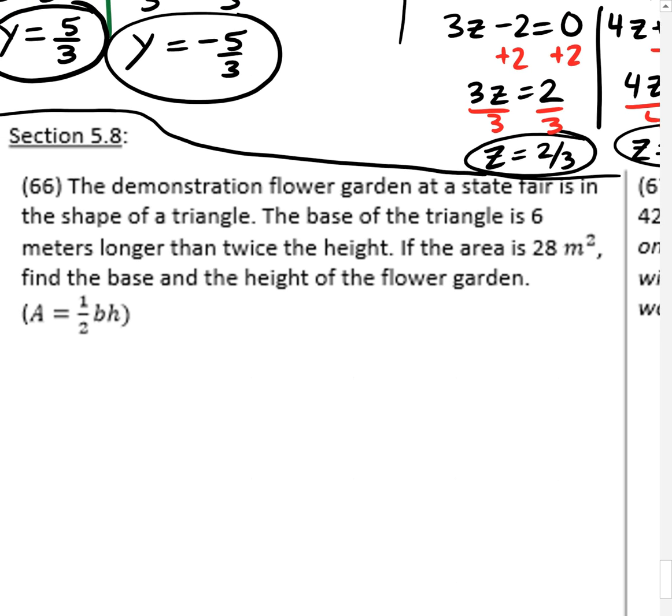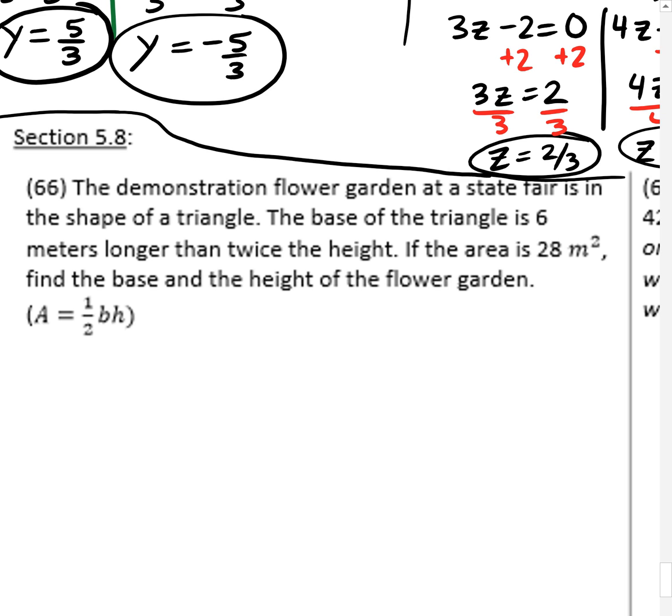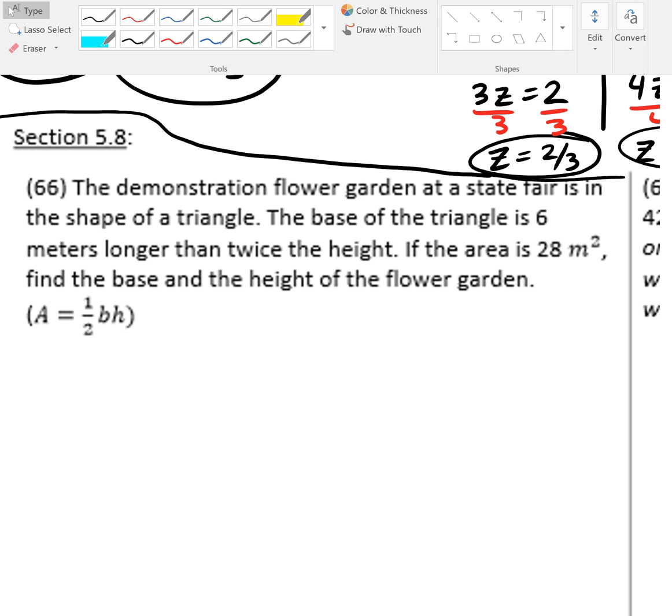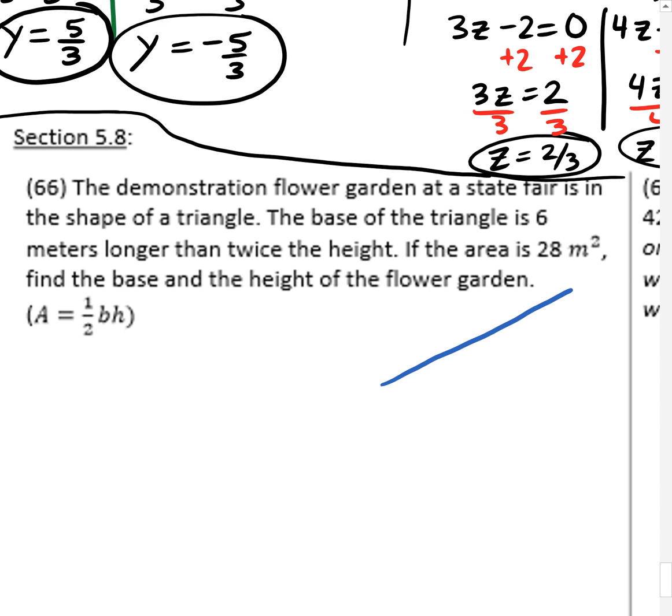Alright, let's see. So this first problem here: the demonstration flower garden at a state fair is in the shape of a triangle. I already told you guys, I like to draw a picture of it so I can label it. It doesn't really matter if my triangle has this side shorter than that one. I just kind of drew it this way for no reason. But I guess what I'm thinking is they're talking about base and height, it looks like. So I'm thinking this is the height right here, how tall the triangle is, and then the base is how wide.